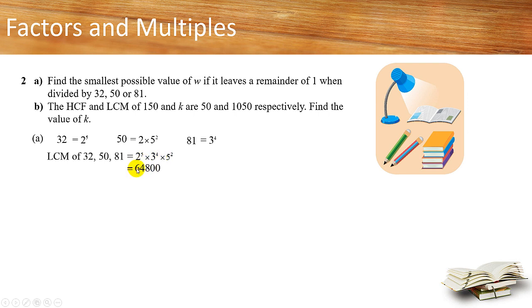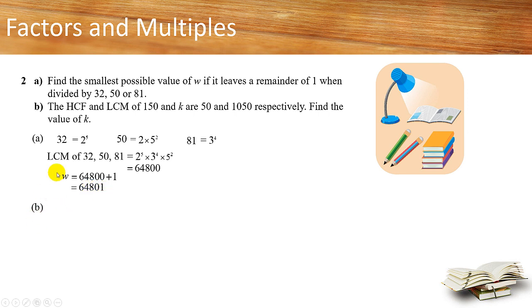When you press the calculator, you will get 64,800. So the value of W will be equal to this plus 1, because it leaves a remainder of 1. And the answer will be 64,801.